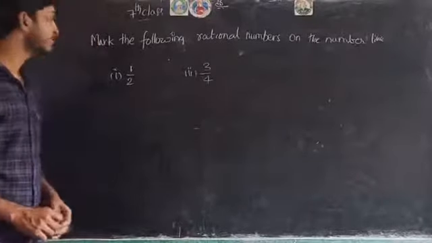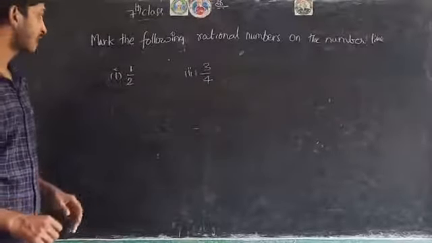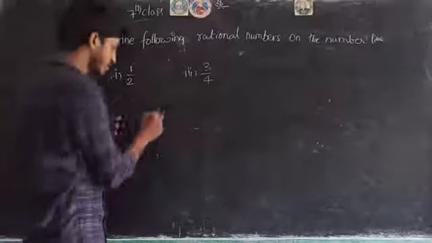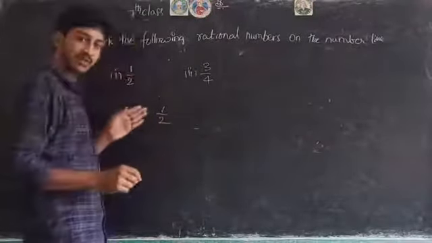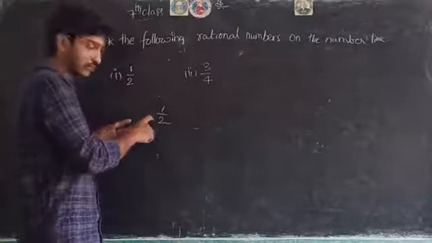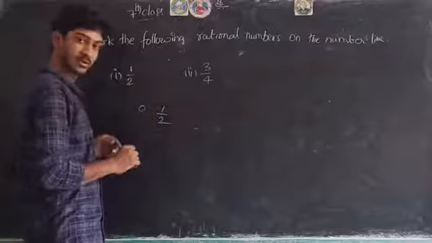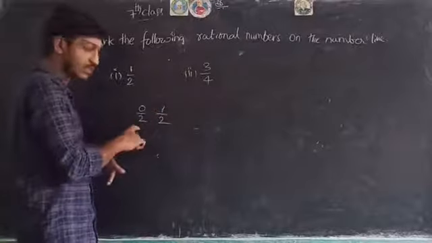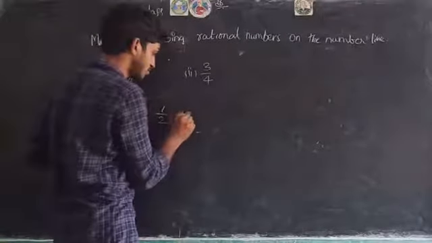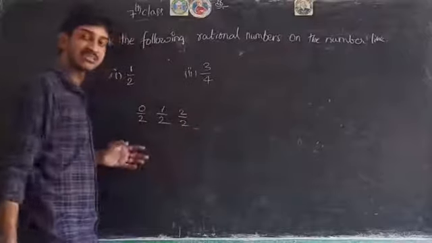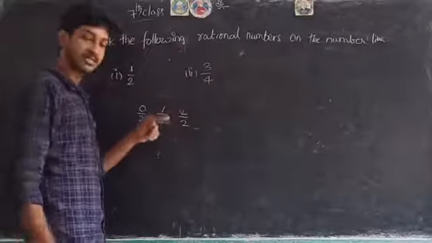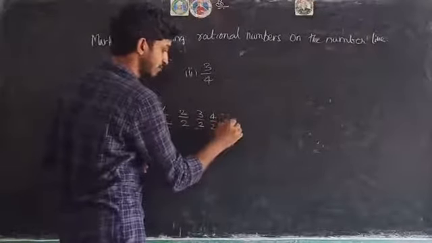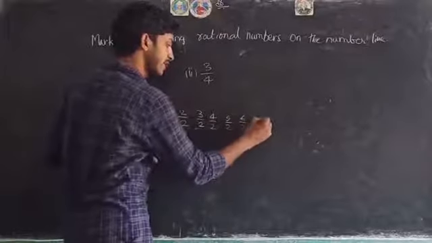Okay children, the next question is: mark the following rational numbers on the number line. So we have to mark these two rational numbers on the number line. First of all, write the before and after numbers for 1 by 2. Before 1 we have 0, that's why 0 by 2. After 1 we have 2, 2 by 2. The denominator must be the same and the numerator is changing. So 3 by 2, 4 by 2, 5 by 2, 6 by 2, 7 by 2 and so on.